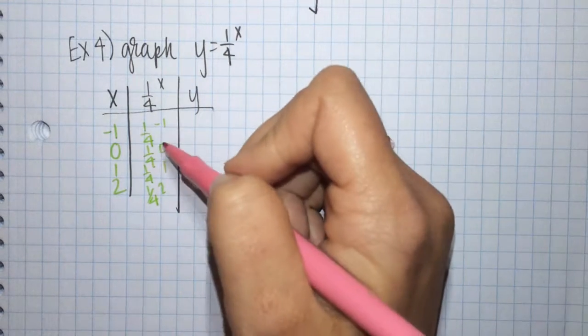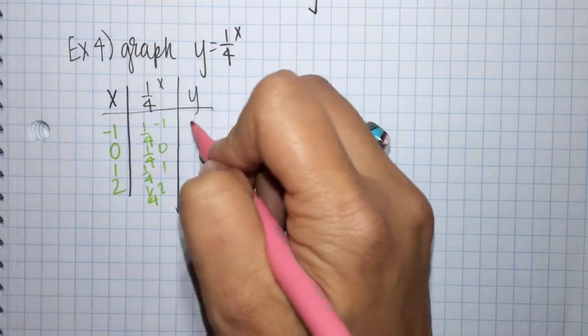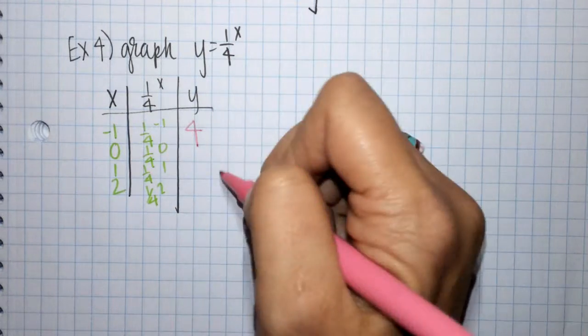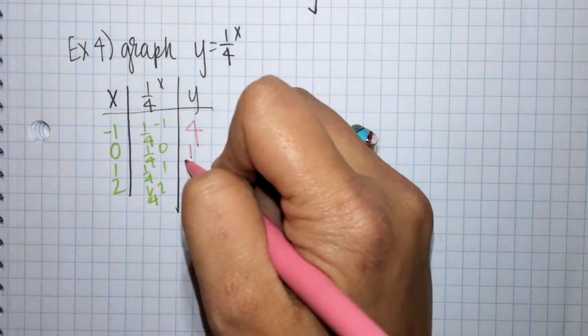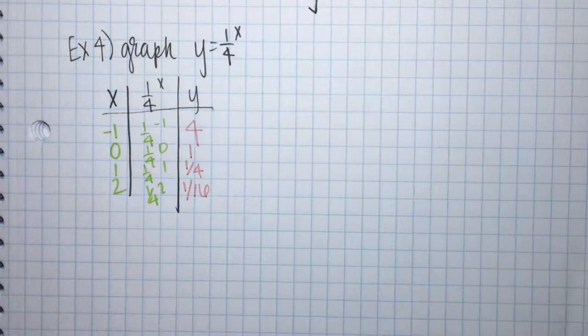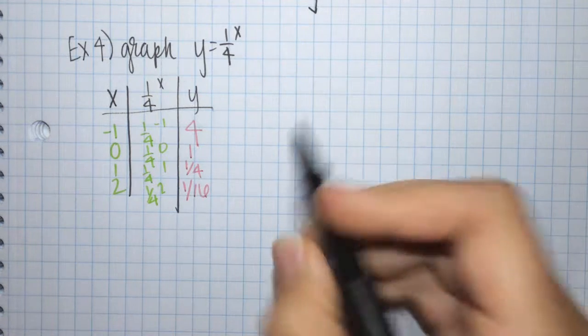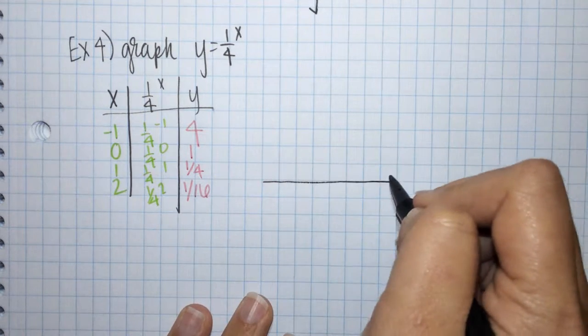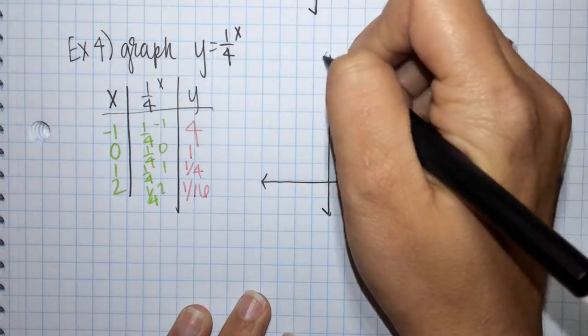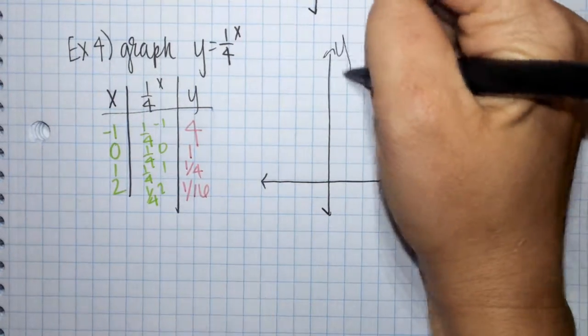So then, when you have a negative exponent, what do you do? And that gives you 4. Anything to the 0 power is? 1/4 to the first power? 1/4 squared? Alright, now, to graph it, how can you do it? Label your X and your Y each time.